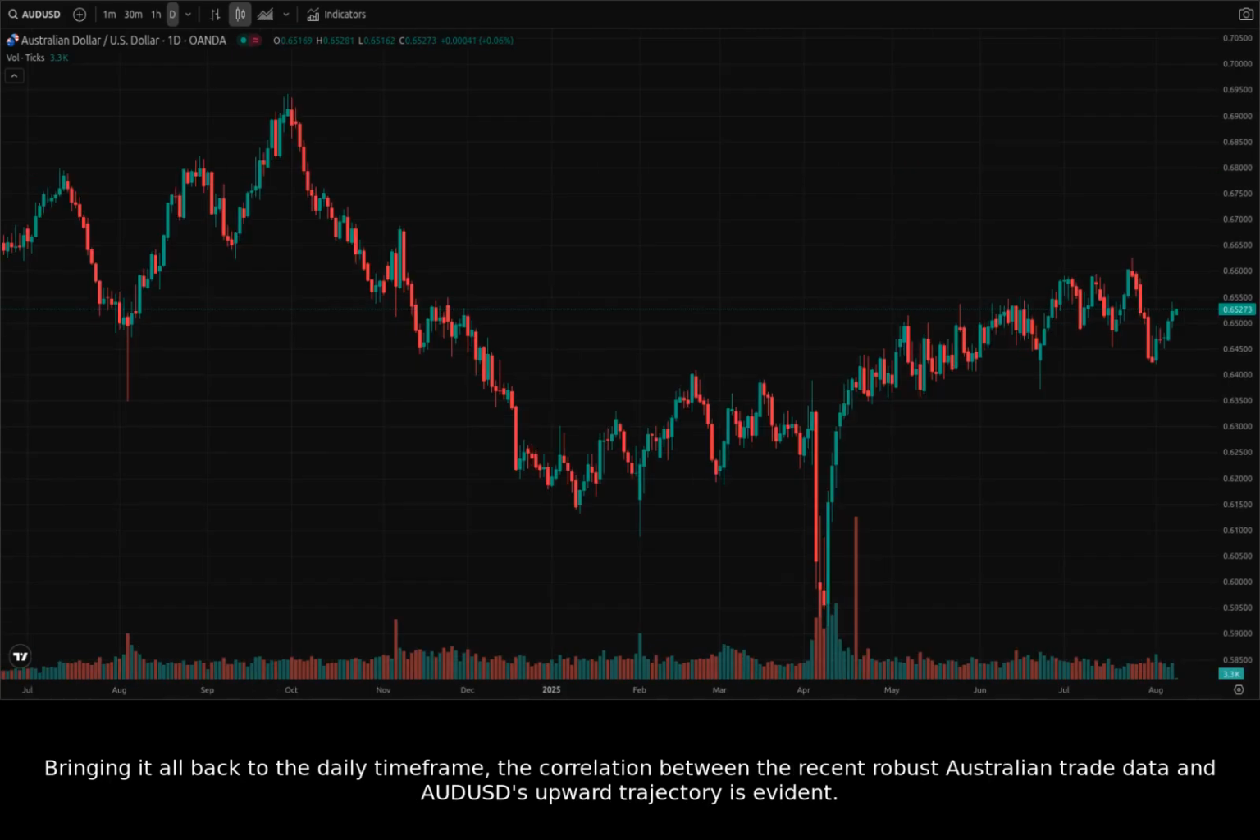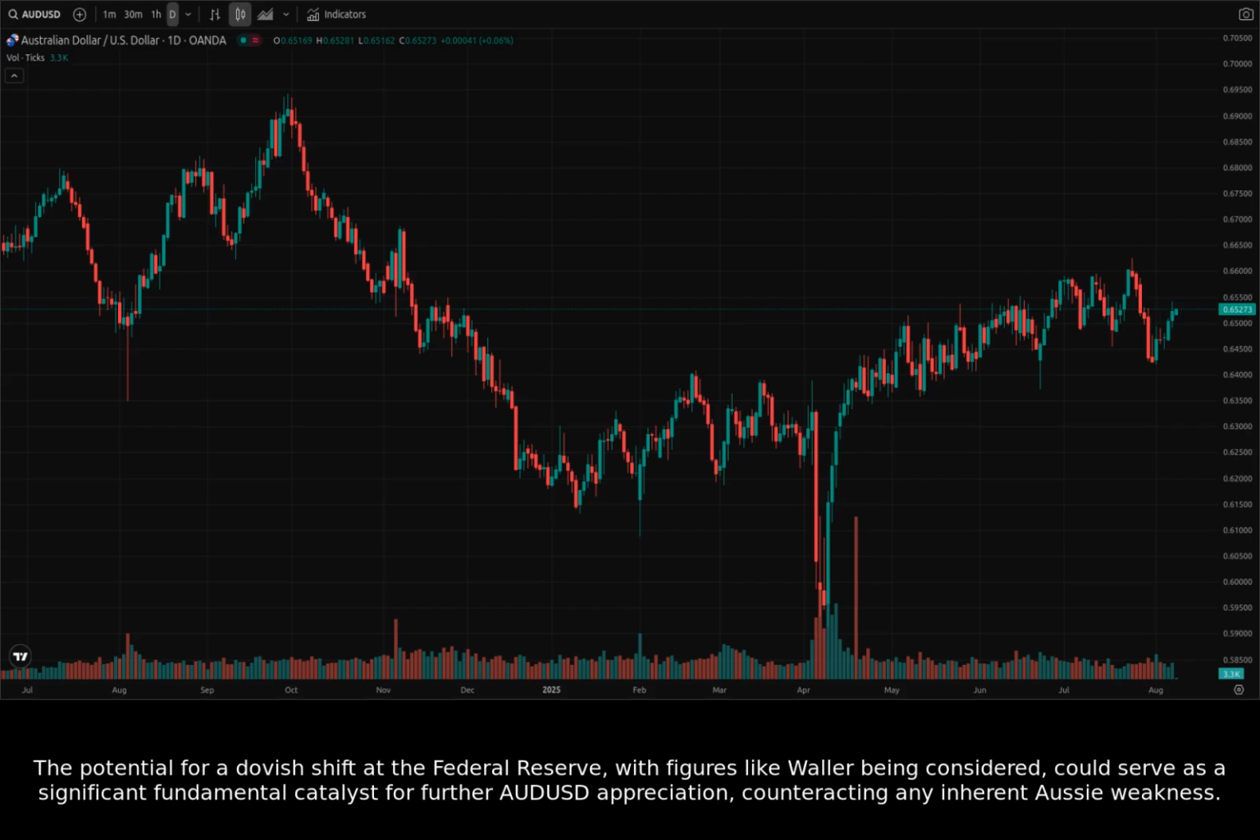Bringing it all back to the daily time frame, the correlation between the recent robust Australian trade data and AUDUSD's upward trajectory is evident. The potential for a dovish shift at the Federal Reserve, with figures like Waller being considered, could serve as a significant fundamental catalyst for further AUDUSD appreciation, counteracting any inherent Aussie weakness.